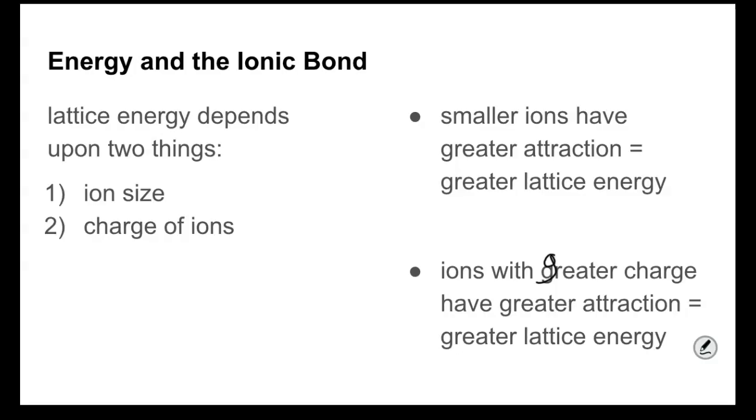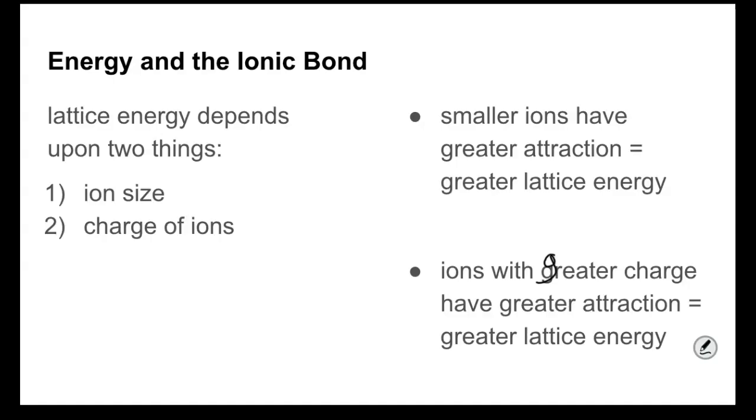Okay, so the last thing I want to talk about is how we know whether or not there's a stronger ionic bond. And that depends upon the lattice energy. So lattice energy depends upon 2 things. It depends upon ion size, and it depends upon the charge of the ions.